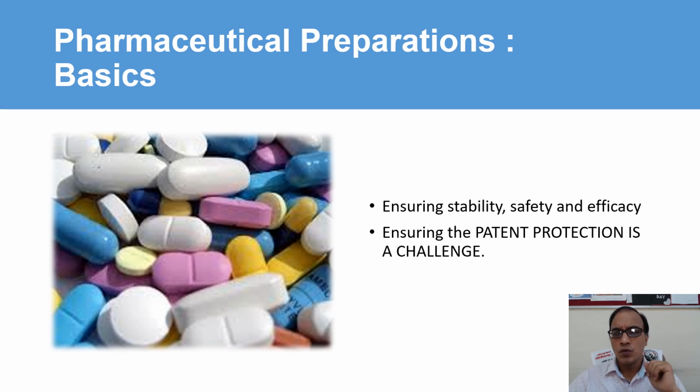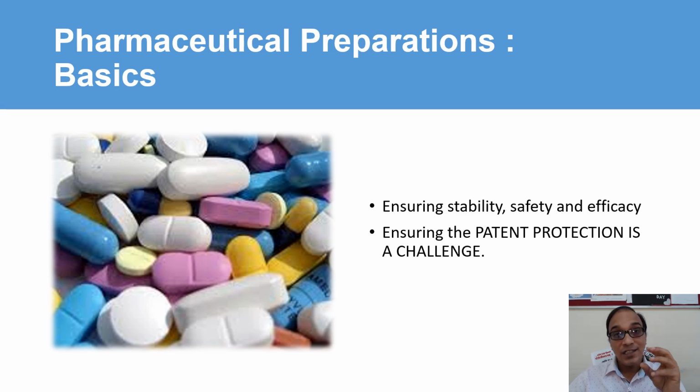We must ensure the stability, efficacy, and safety. So stability, safety, and efficacy, these are the three most important parameters on which each and every pharma sector has to focus.